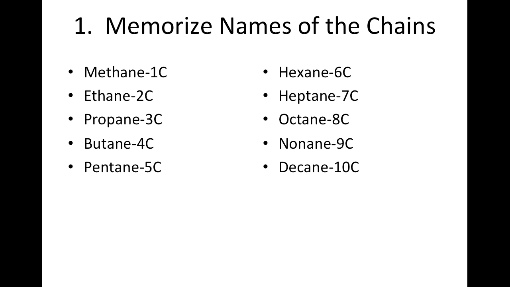So the first step is you need to memorize the names of the straight chain alkanes. There's no way around it. These are just names that you have to learn. So for example, you need to know that a 3-carbon chain is called a propane, or for example, a 6-carbon chain is called a hexane. If you need to, you could pause the video and take a screenshot here.